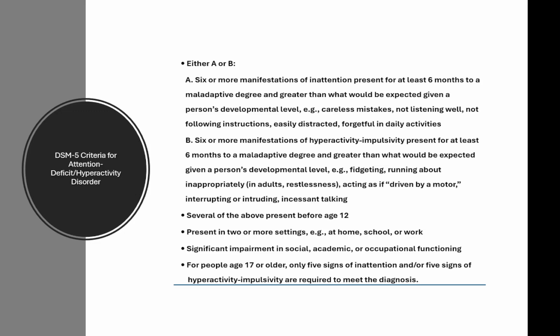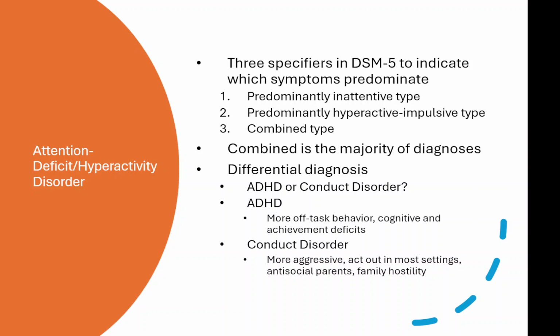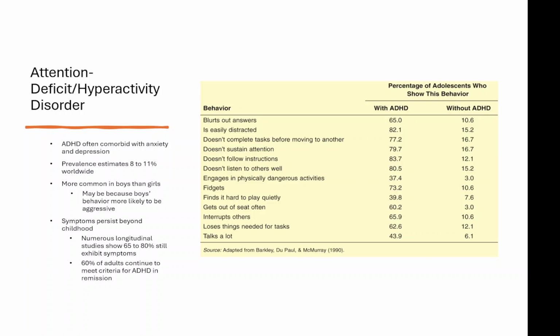ADHD is linked to cognitive and attentional deficits, whereas conduct disorder often involves environmental factors and a higher degree of aggressive behaviors. Both disorders do have a genetic component, but the role of the environment is much more significant in conduct disorder. Now let's examine some behaviors commonly associated with ADHD, and it's not unusual for ADHD to co-occur with anxiety and depression. In fact, many young people are treated with medications for both conditions, although it's important to note that medications for ADHD can sometimes worsen anxiety.